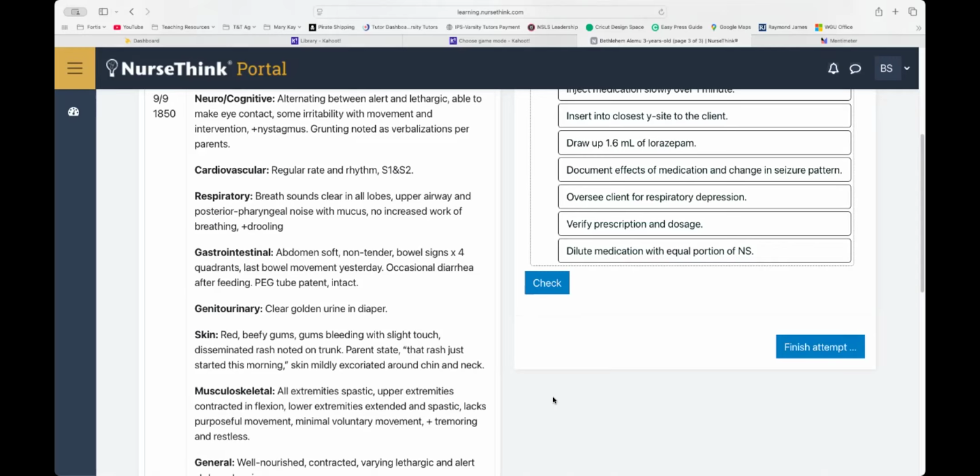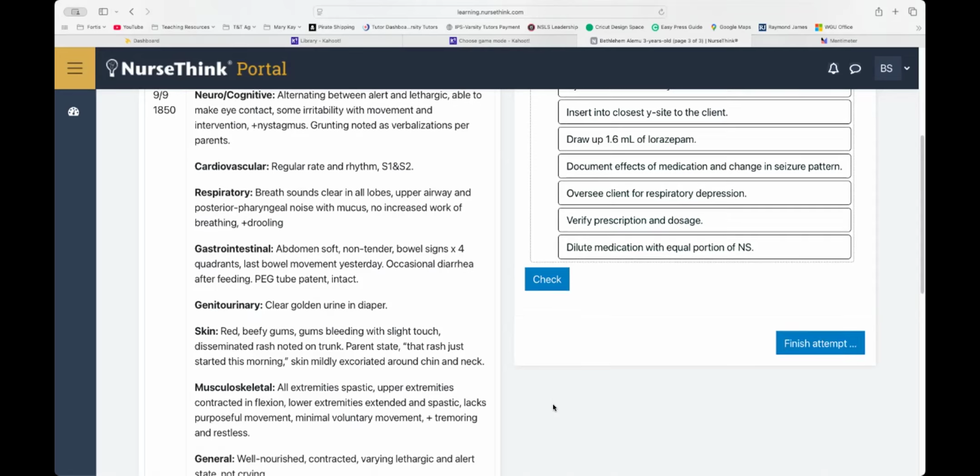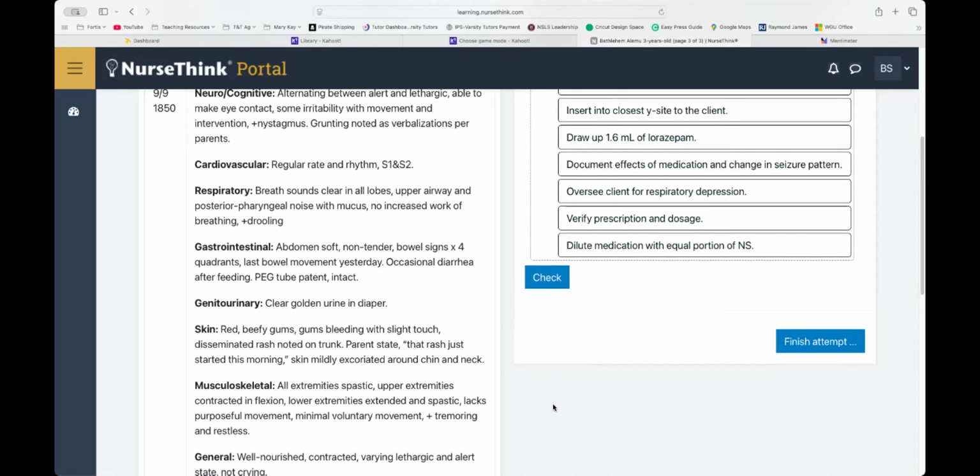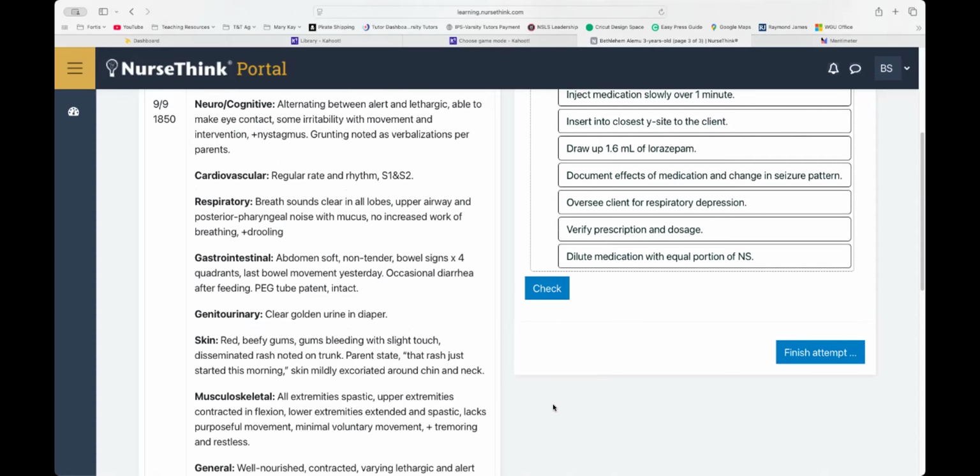Our extremities are spastic. All extremities are spastic. Our upper extremities are going to be contracted in flexion. Those lower extremities are going to be extended and spastic. We are unable to do purposeful or voluntary movement. We are tremoring and restless. Overall, we're well nourished, contracted, varying lethargic and alert states, and not crying.